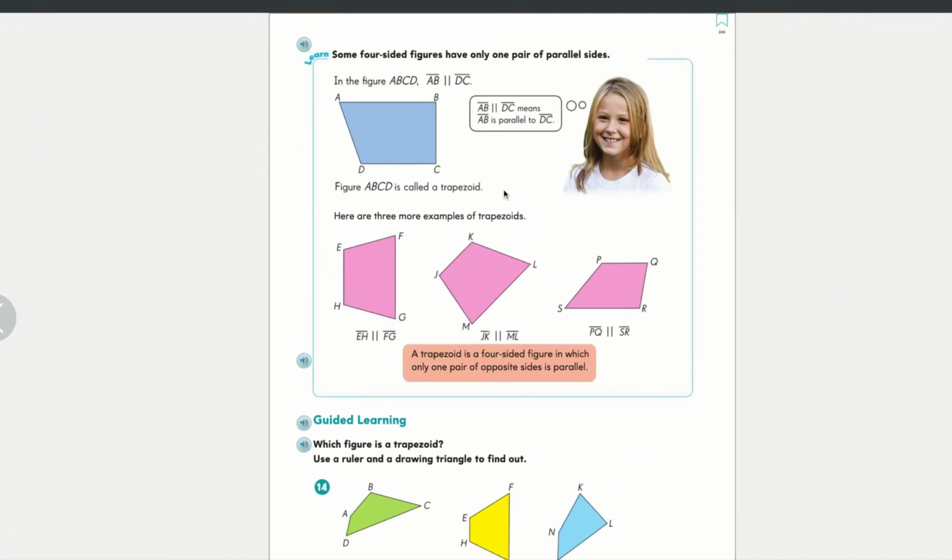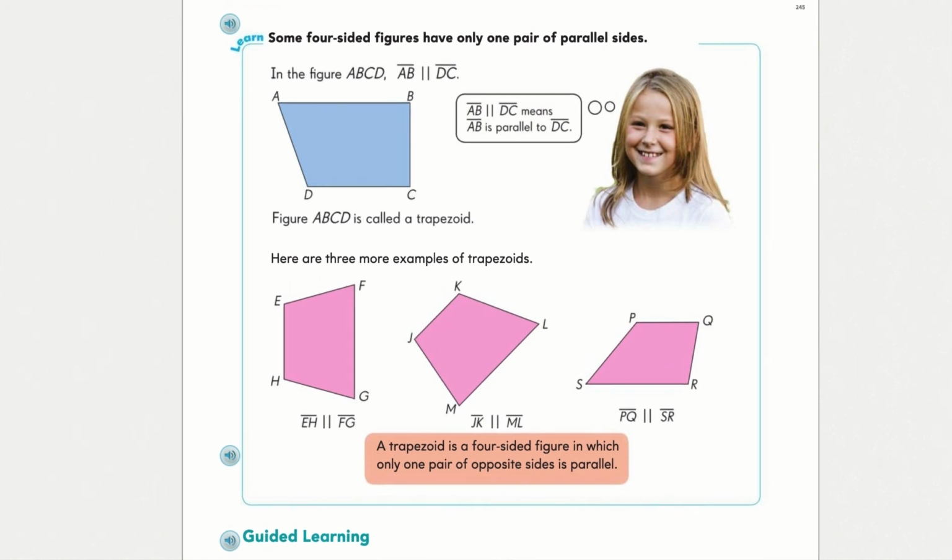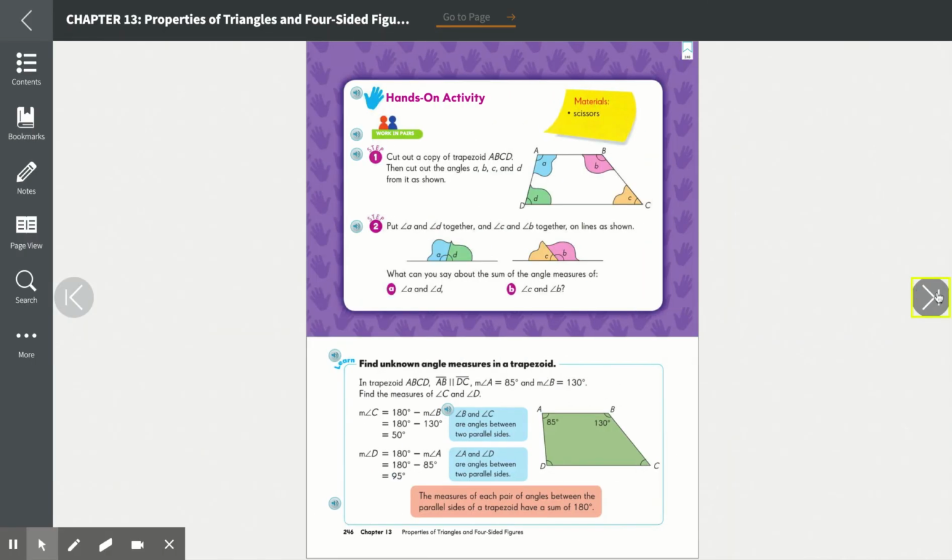Some four-sided figures have only one pair of parallel lines. These ones are called trapezoids. So if we have two parallel lines across from each other, and then the other sides are not parallel, then it's called a trapezoid. And here are a few more examples of trapezoids. This shape is a trapezoid because these two sides are parallel, but these sides aren't. These two sides are parallel, but these two sides are not. These two sides are parallel, and these two sides are not. So a trapezoid is a four-sided figure in which only one pair of opposite sides is parallel.